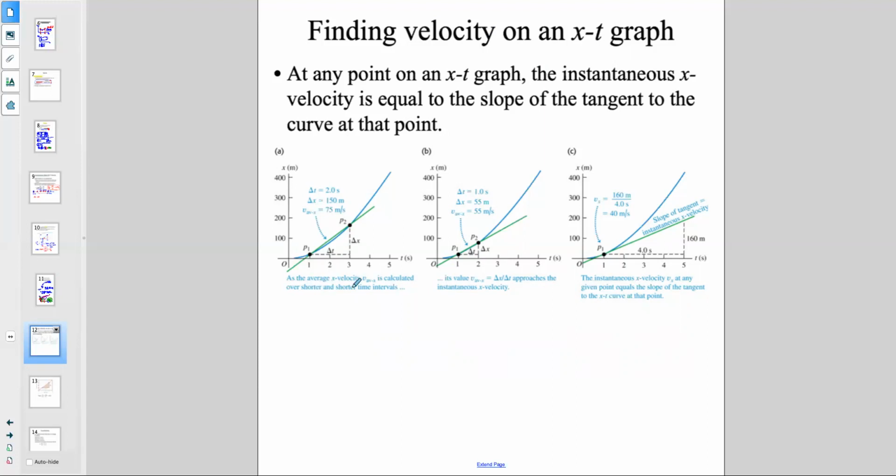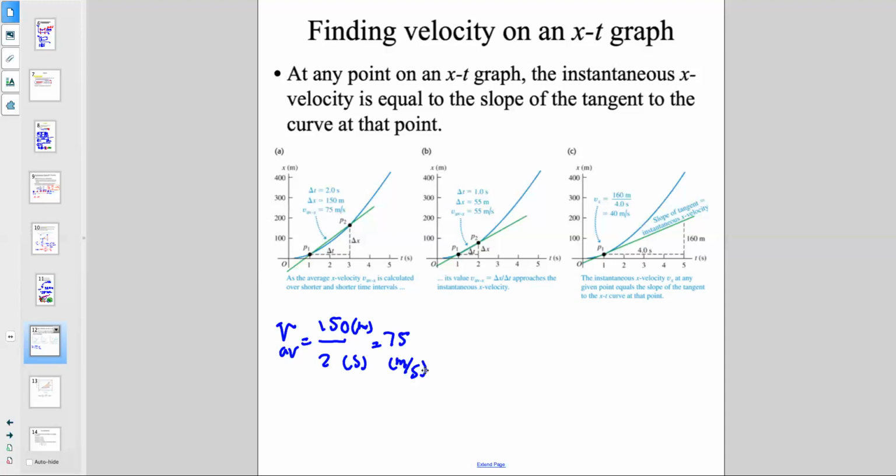So for example, for this, if I want to find the average velocity, v average, for this case, is rise over run, delta x over delta t, okay? You know the delta x is, it's given right there, 150. You know the delta t is 2 seconds, so 150 meters over 2 seconds, okay? So the unit is meters per second. 150 divided by 2 is 75 meters per second, okay?